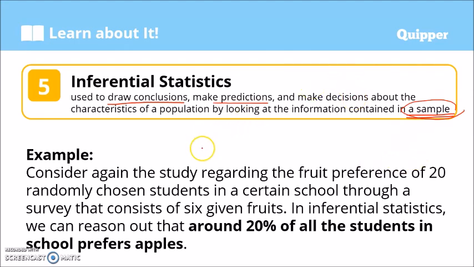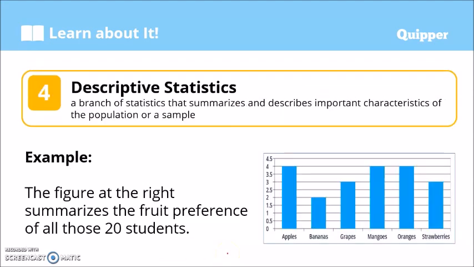population. Example, consider again the study regarding the fruit preference of 20 randomly chosen students in a certain school through a survey that consists of 6 given fruits. Yung example natin kanina. In inferential statistics, we can reason out that around 20% of all the students in the school prefers apple. Okay, let's take a look at this one.